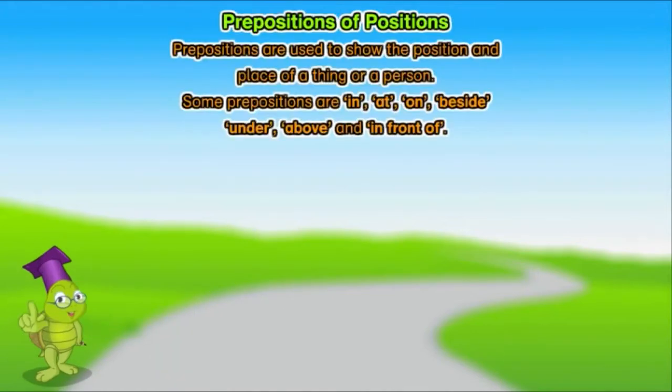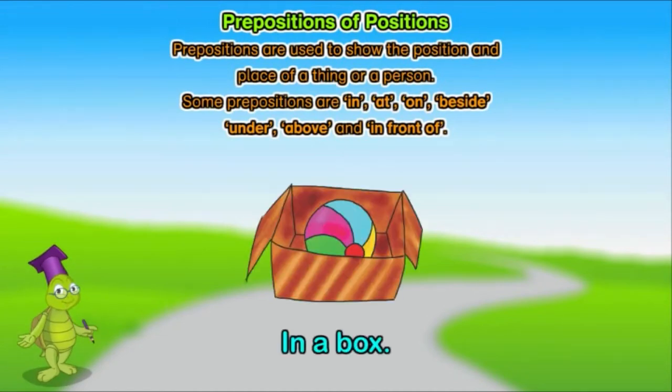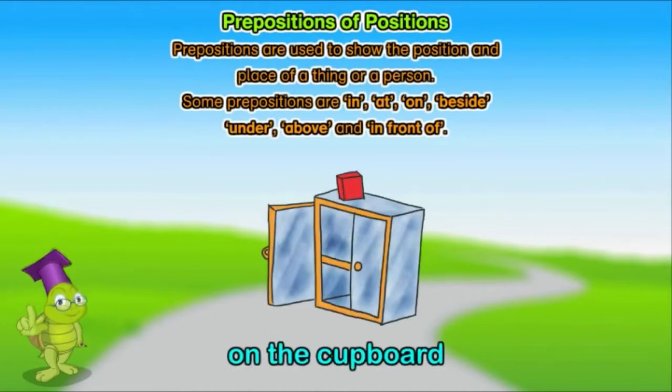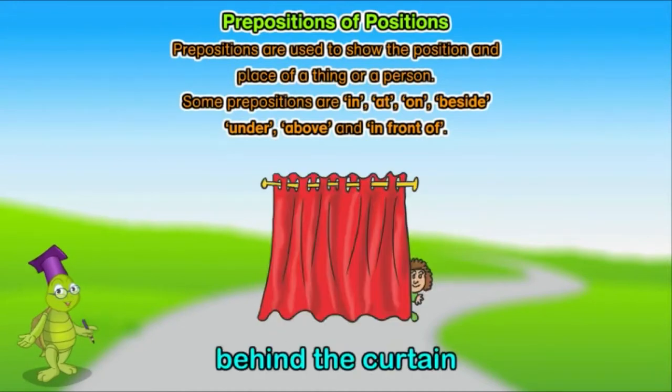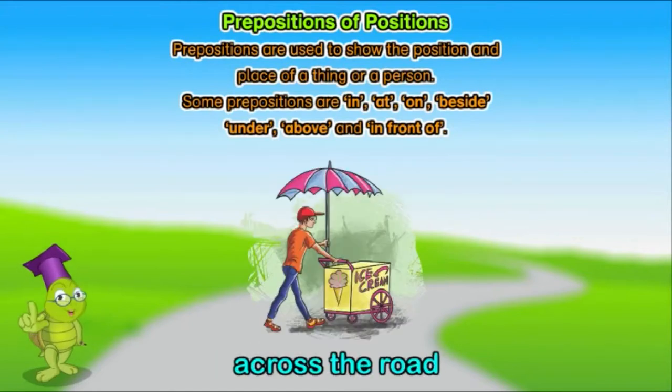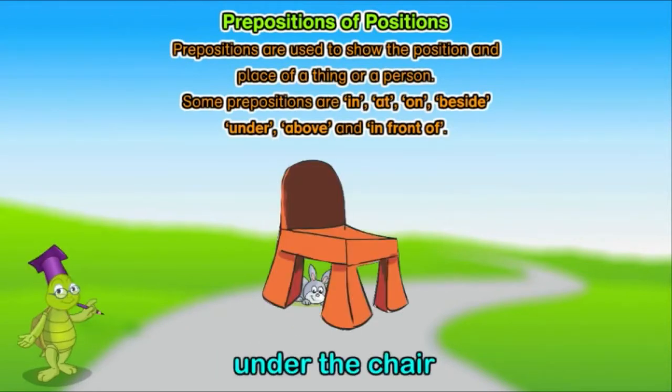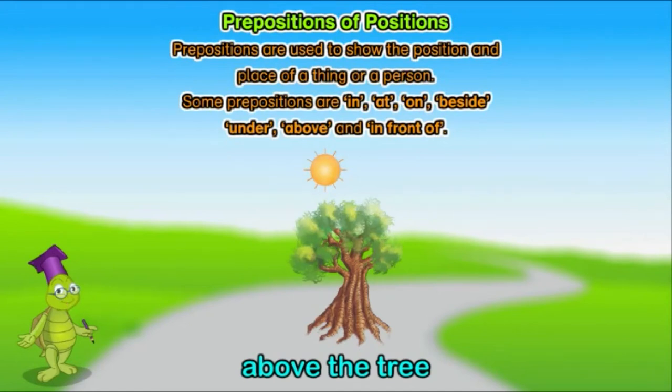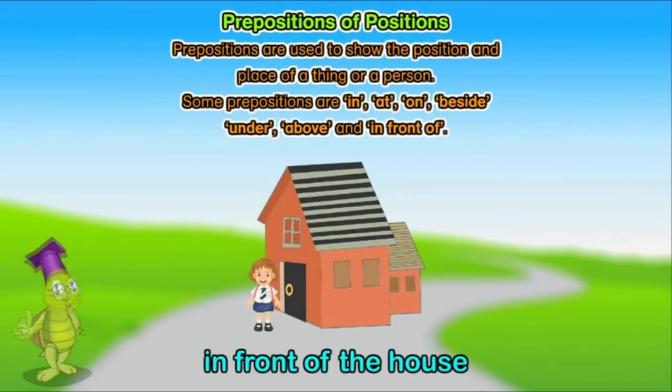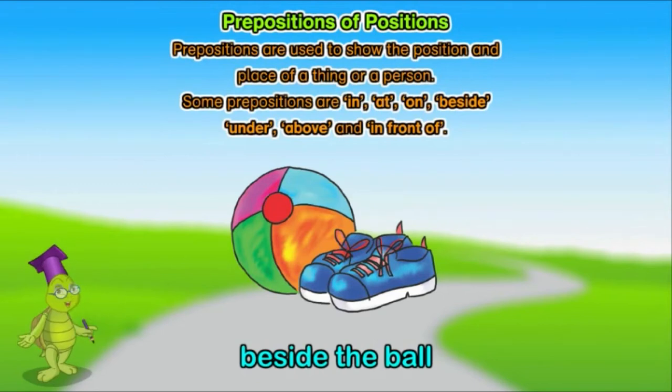Prepositions of position. Prepositions are used to show the position and place of a thing or a person. Some prepositions are in, at, on, beside, under, above, and in front of. In a box. On the cupboard. Behind the curtain. Across the road. Under the chair. Above the tree. In front of the house. Beside the wall.